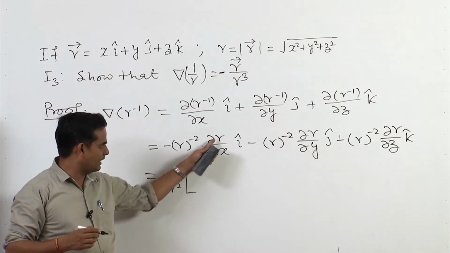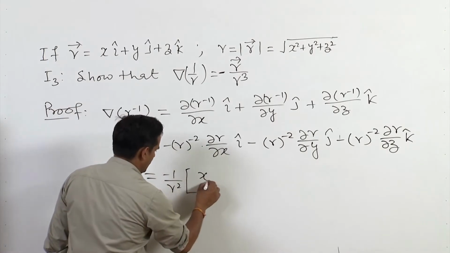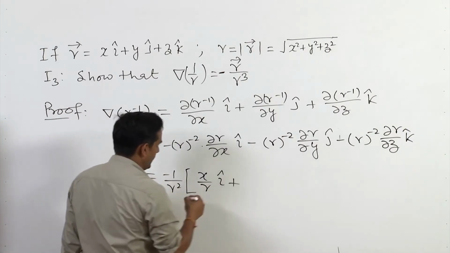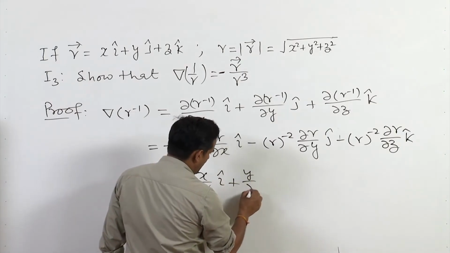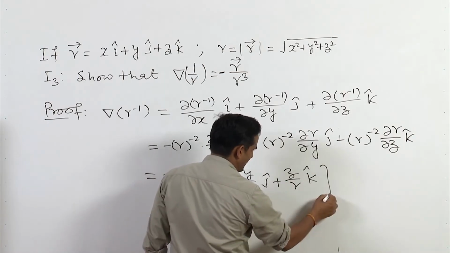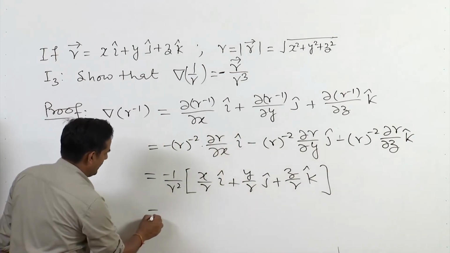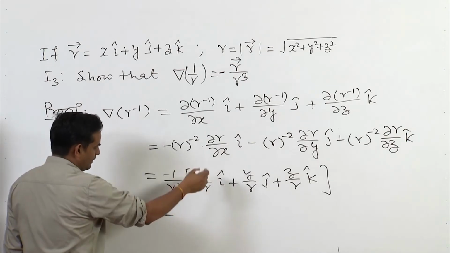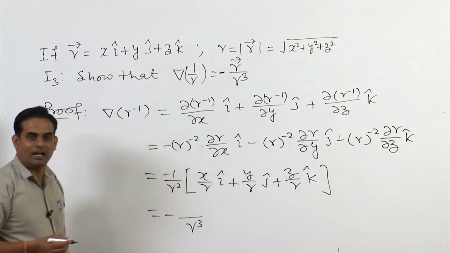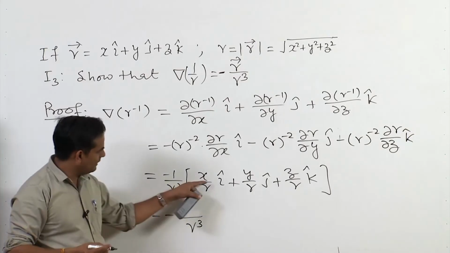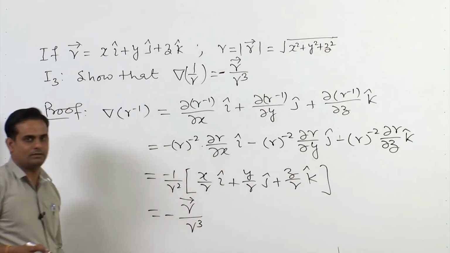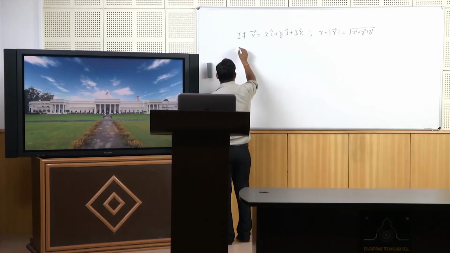So, I will be having del r over del x, which is x upon r, as we have seen in the previous identity, plus y upon r j plus z upon r k. If I take 1 upon r out, in the denominator I will be having r cube, and the numerator becomes x i plus y j plus z k, which is your vector r. That is all.